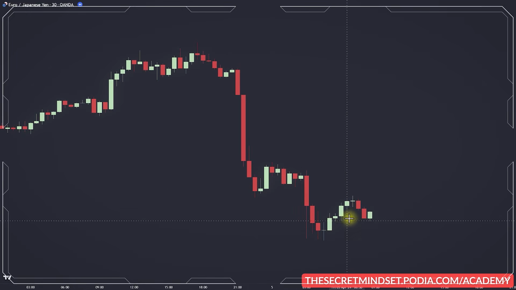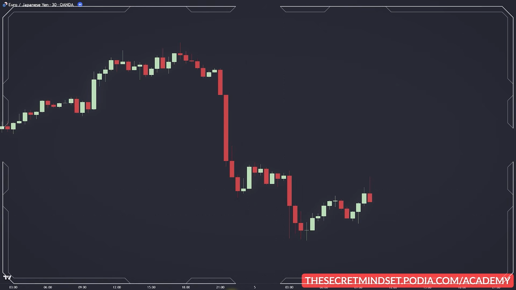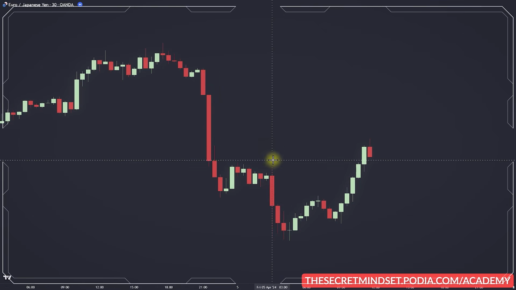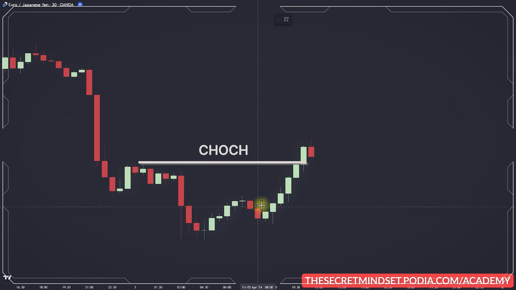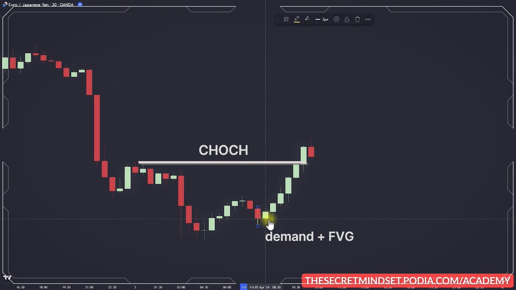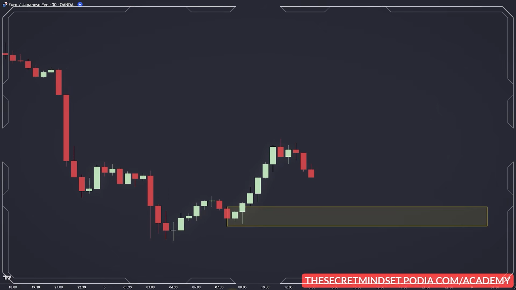In this example, the price has been dropping. Then it tries to go lower, but can't quite make it. There's this pivot high point nearby. If the price breaks above that, it could signal a change in direction. And that's exactly what happens. This creates a demand zone and a fair value gap. And it's like a magnet for the price. It often comes back to these spots.